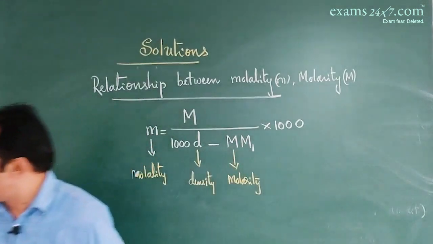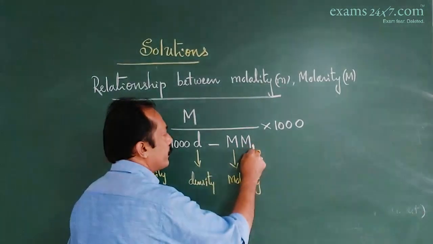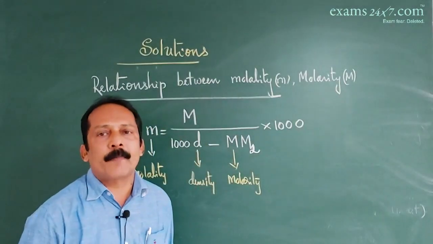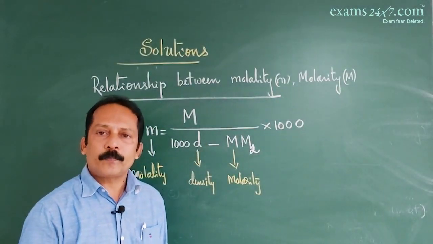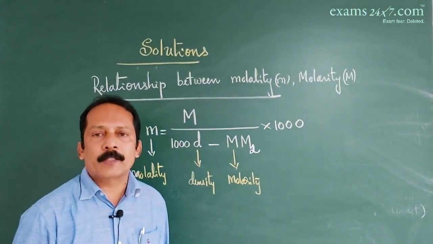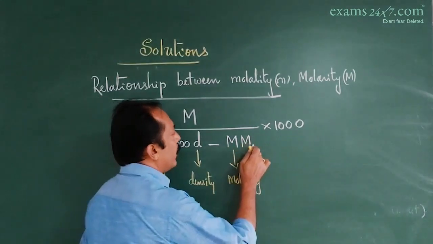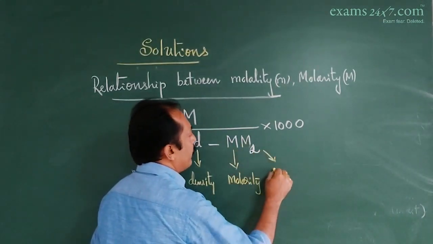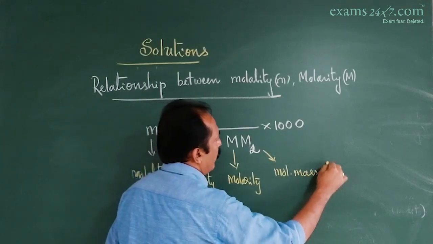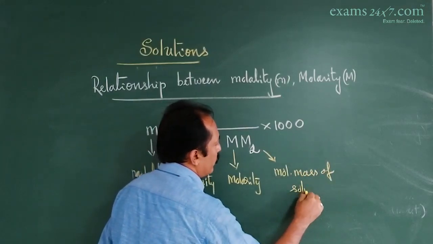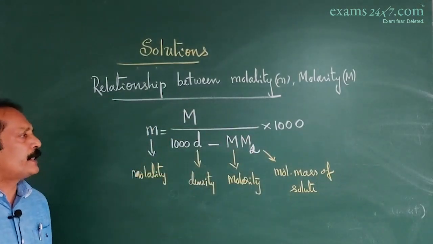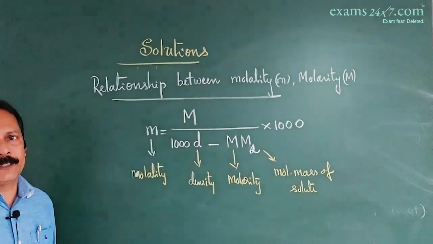Here, M1 refers to the molecular mass of the solvent, and M2 refers to the molecular mass of the solute. So this is the relation between molality, molarity, and density.